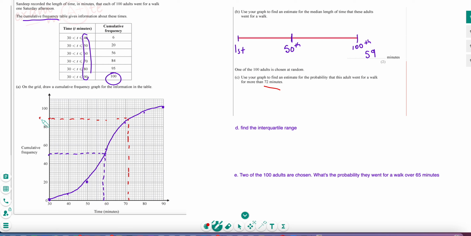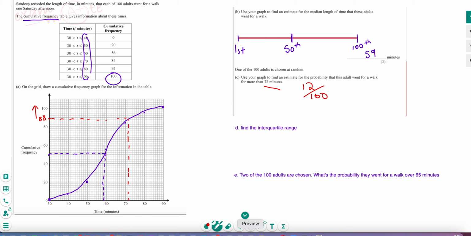So this is about 88. And we're looking for the probability that this adult went for a walk more than 72 minutes. So 72 minutes onwards. So from here to here. So from 88 to 100, there's 12 people. And since it's a probability, it's going to be 12 out of 100 people in total. And that's your answer for that one.